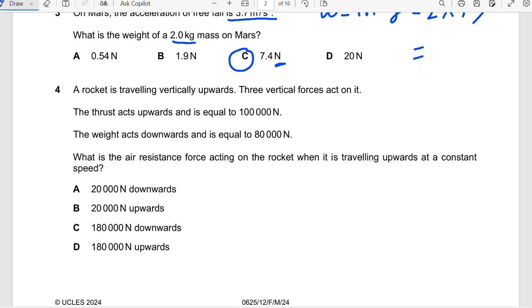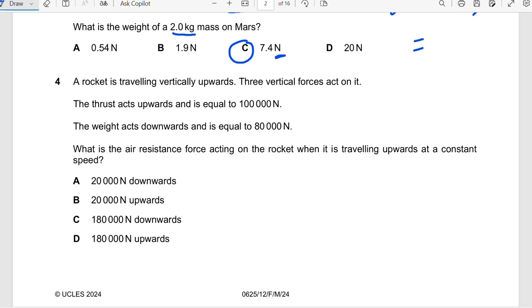Good. Question 4 says, a rocket is traveling vertically upwards, okay? 3 vertical forces act on it. The thrust acts upwards and it equals 100,000 Newton. The weight acts downwards and equals 80,000 Newton. Now, they say, what is the air resistance force acting on the rocket when it is traveling upwards at a constant speed? This is very important.